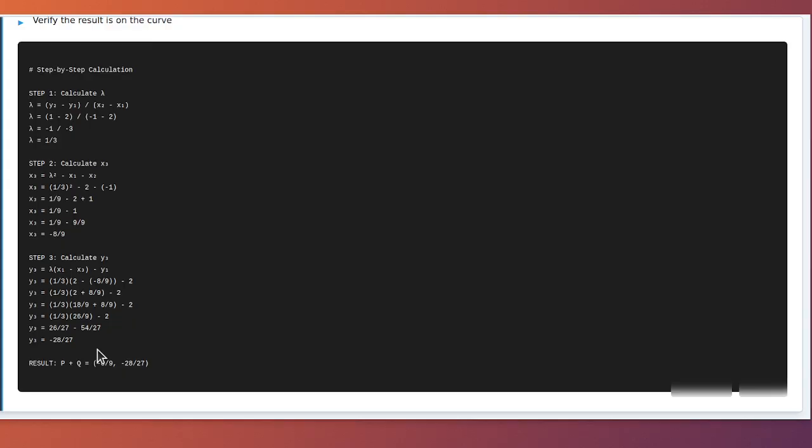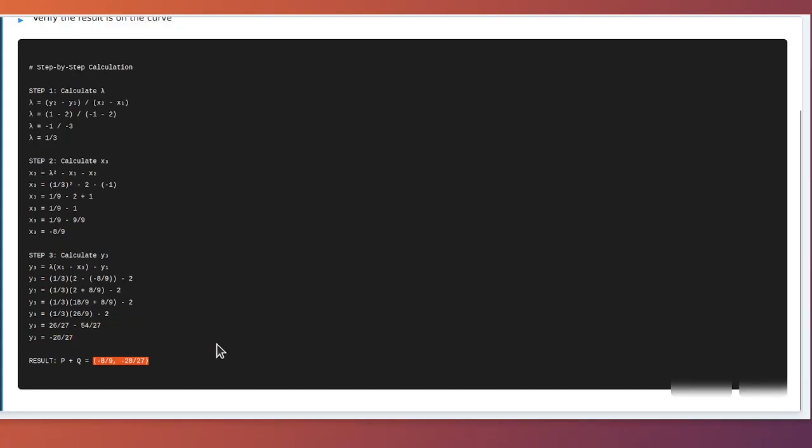Therefore, y3 equals 1/3 times 26/9, minus 2. This equals 26/27 minus 2. Converting 2 to 27ths, 2 equals 54/27. So, y3 equals 26/27 minus 54/27, which equals -28/27. Our result is R equals P plus Q equals (-8/9, -28/27). Let's verify this is actually on the curve.